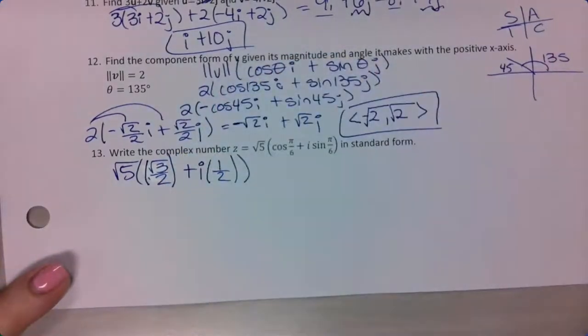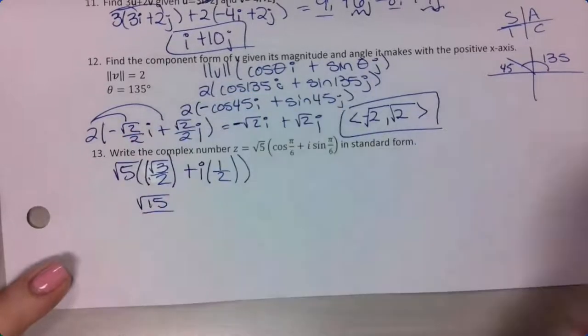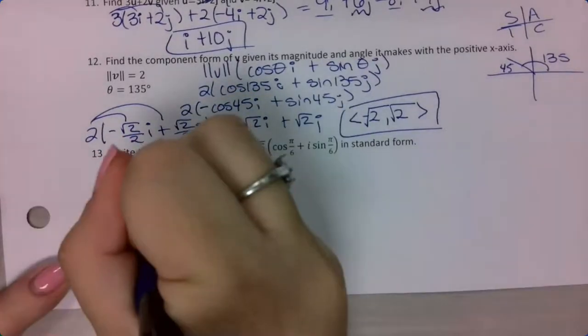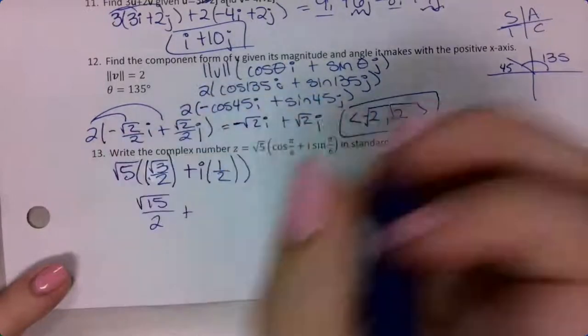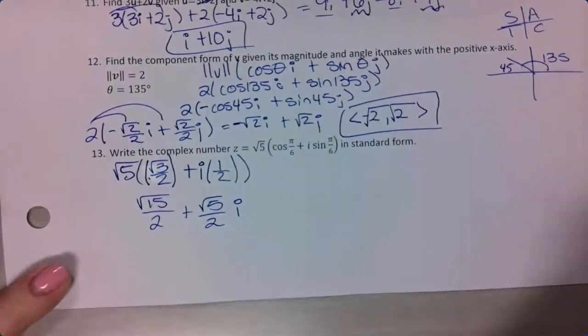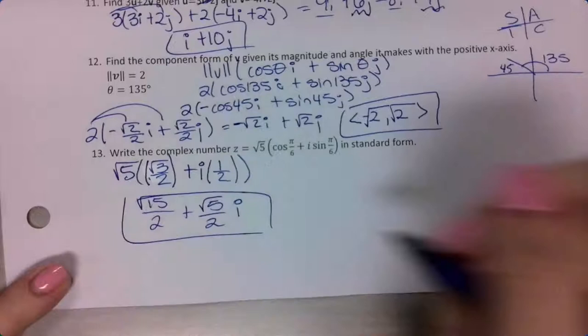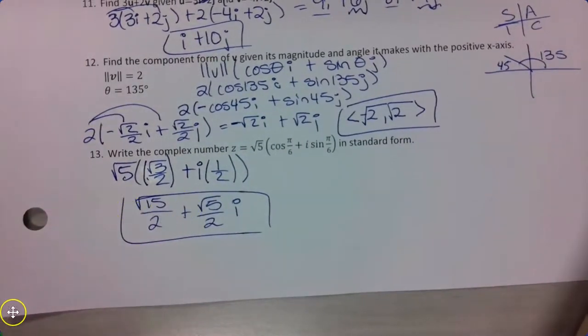Then I want to go ahead and distribute the square root of 5. So it's going to give me square root of 15, because square root of 5 times square root of 3, I just multiply the numbers on the inside, over 2, plus square root of 5 times 1/2 is square root of 5 over 2. And my i for imaginary is at the end. This is a complex number because part of it is real and part of it is imaginary.